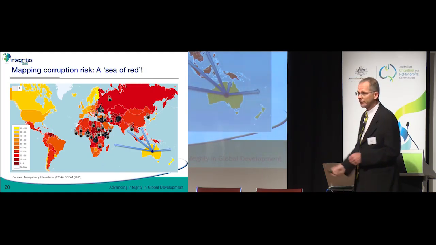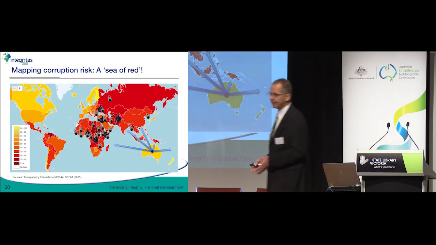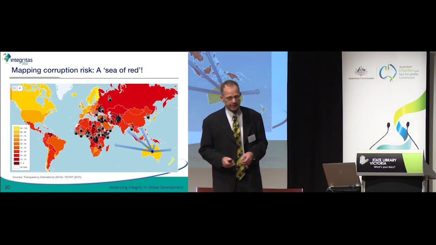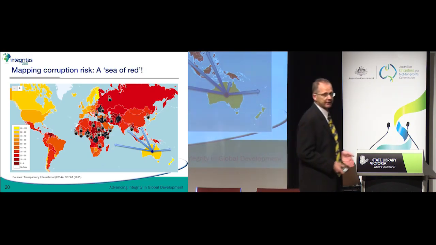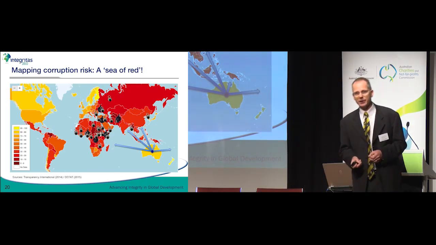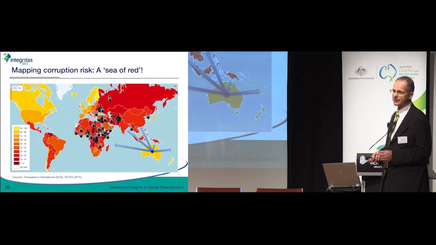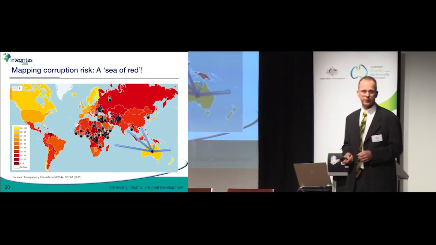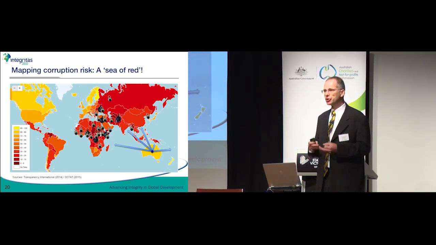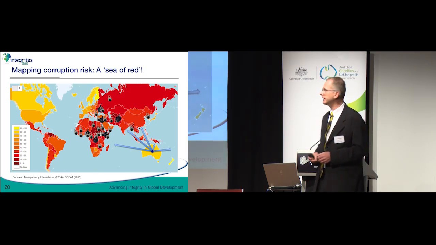We look at Australia. Australia's a nice yellow country, yet let's not gild the lily here, because Australia is no longer in the top 10 least corrupt countries in the world and has fallen three places in the last 2 years alone. So the issue is not just overseas, but the issue is also in our own backyard.